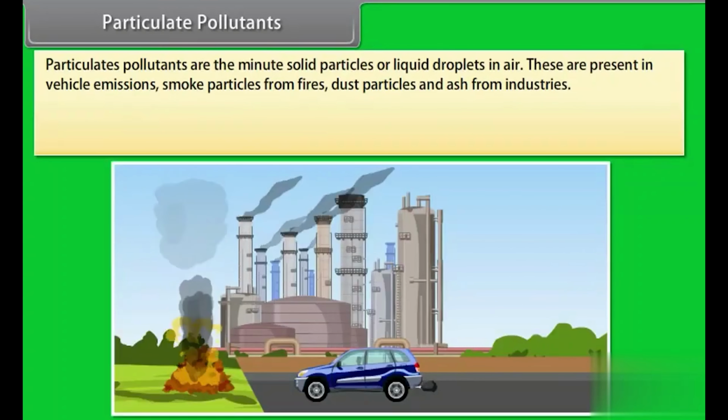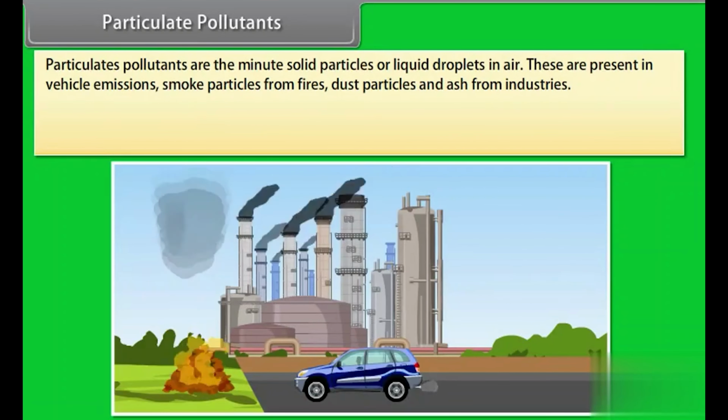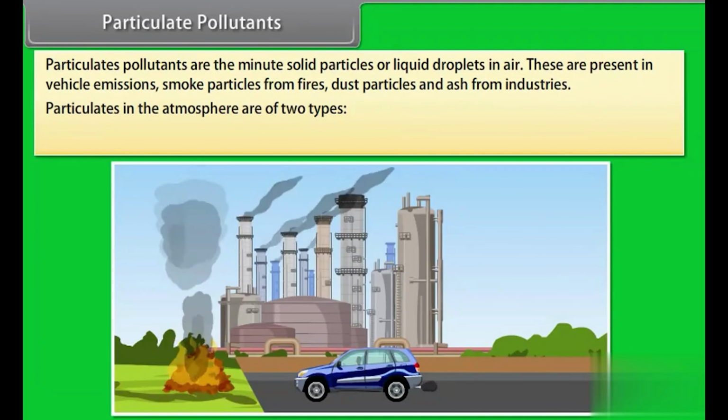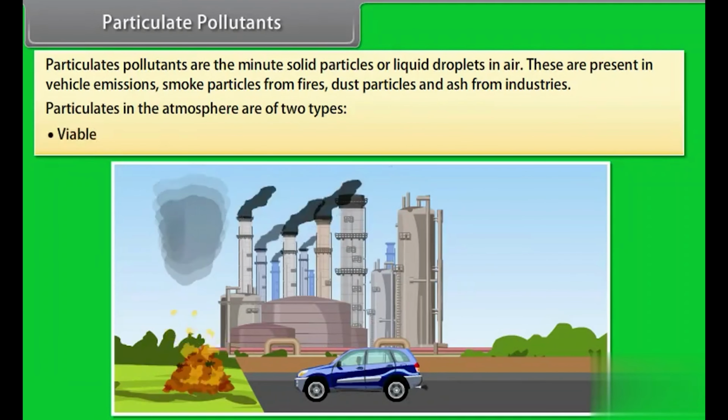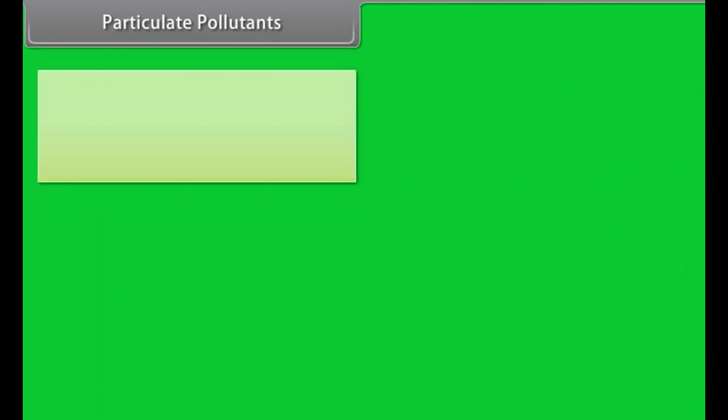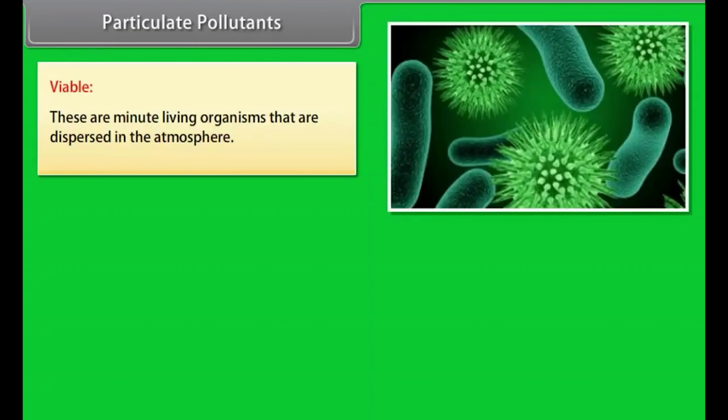Particulate pollutants. Particulate pollutants are minute solid particles or liquid droplets in air. These are present in vehicle emissions, smoke particles from fires, and dust particles and ash from industries. Particulates in the atmosphere are of two types: viable and non-viable. Viable. These are minute living organisms that are dispersed in the atmosphere. Examples: bacteria, fungi, molds, algae, etc.